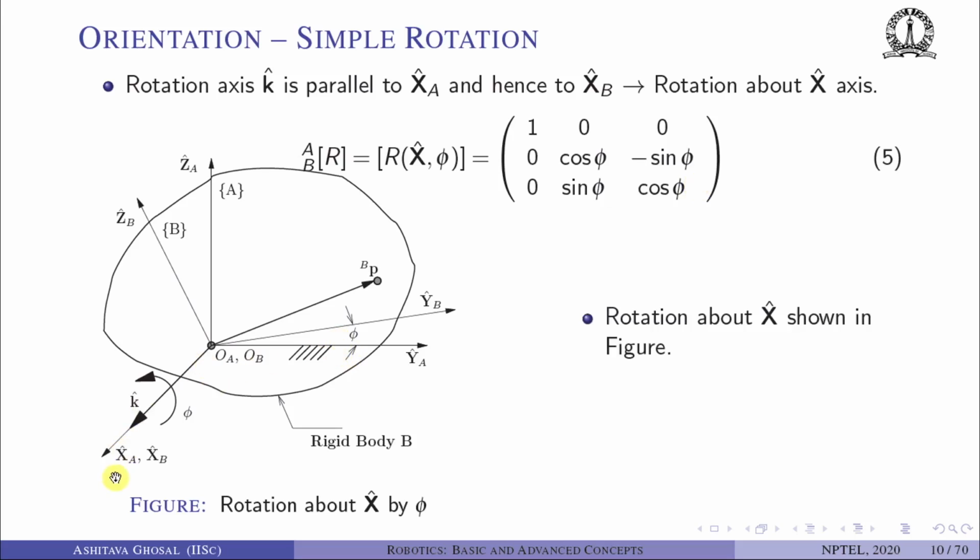Okay, and this is what is shown in this figure. So basically XA and XB are at the same place. This is the k axis. We are rotating by an angle phi about this axis. So YA will go to YB, ZA will go to ZB. And the angle between YA and YB is this angle phi.